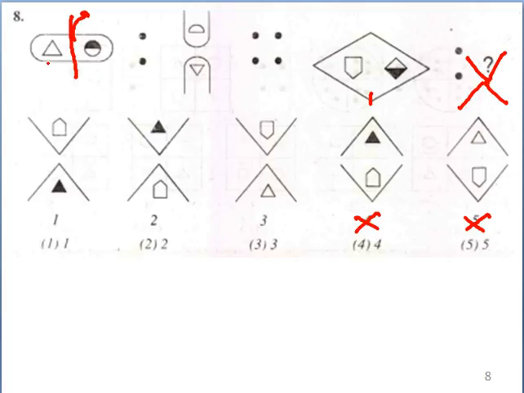Now look at here. This triangle is pointing upward. Here the triangle is pointing downward. Here this is also pointing downward. So in the figure it has to show the upward direction. In which figure is it showing the upward direction? So option 2 only. So these are ruled out. Clear? Next.